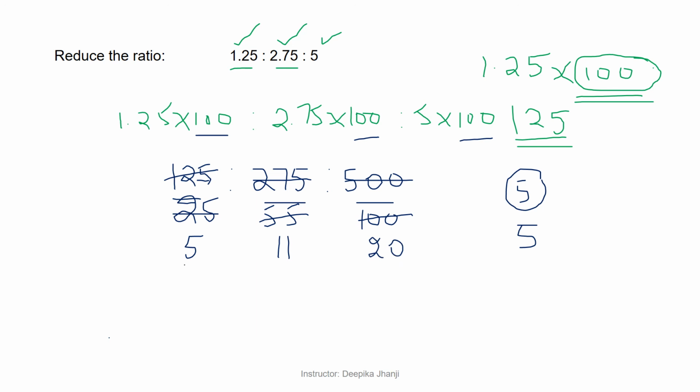Now 5 and 20 have a common factor, but the second term 11 is a prime number. It doesn't have any common factor. So this is the lowest form of our ratio. So our final answer is 5 is to 11 is to 20, right?